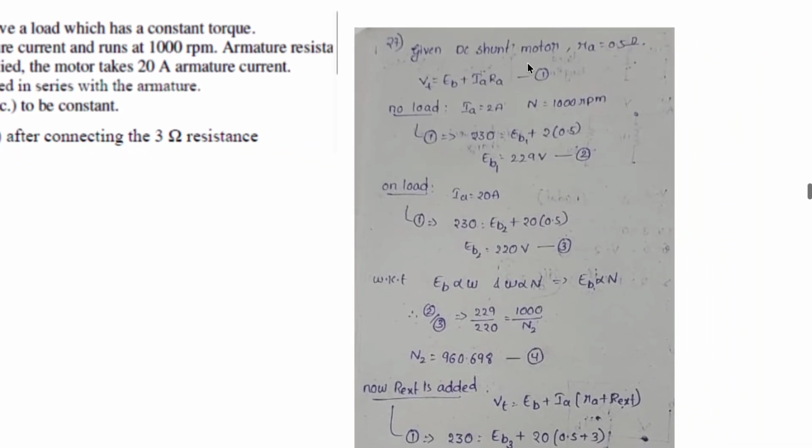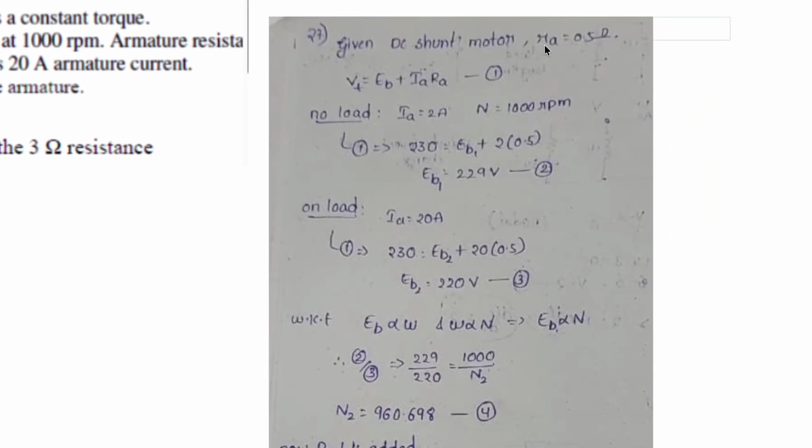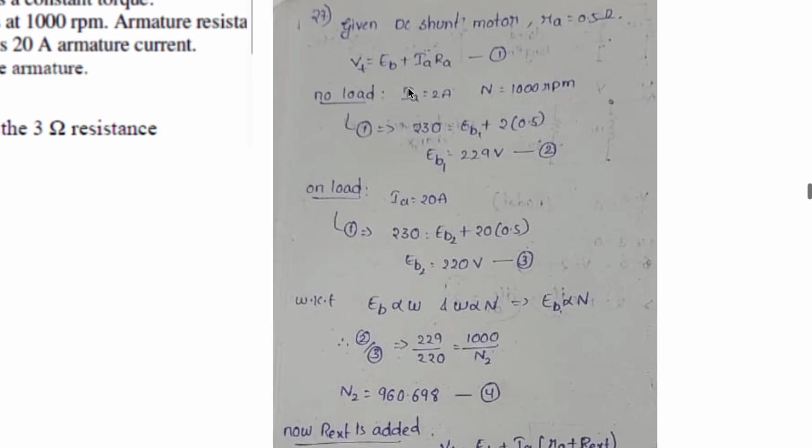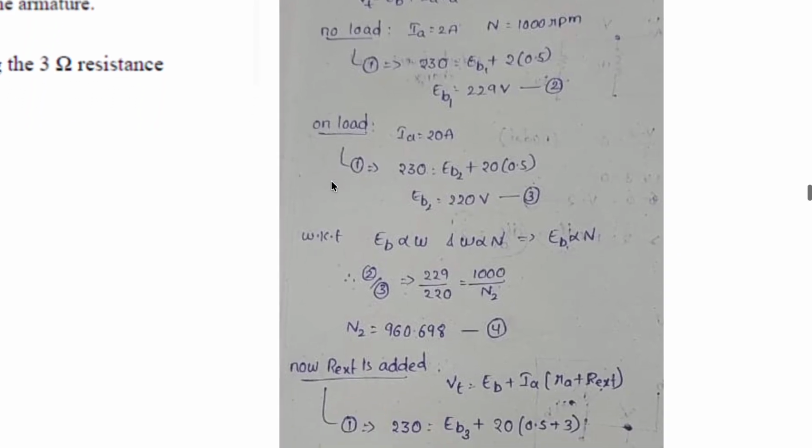For the DC shunt motor the armature resistance is 0.5 ohms, and we know the equation of a DC shunt motor as Vt is equal to Eb plus Ia Ra. Let us assume the no load condition. The armature current is 2 amperes and it runs at 1000 rpm. Substituting in equation 1, 230 is equal to Eb1 plus 2 into 0.5, so we get Eb1 as 229 volts. That is equation 2. Considering the next condition, on load, the armature current is 20 amperes. Substituting in equation 1, 230 is equal to Eb2 plus 20 into 0.5, so we get 220 volts.